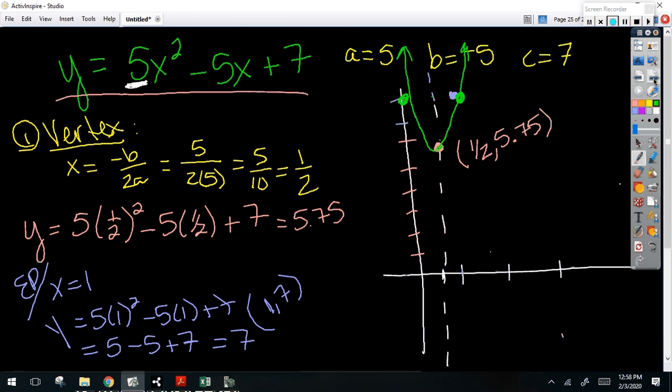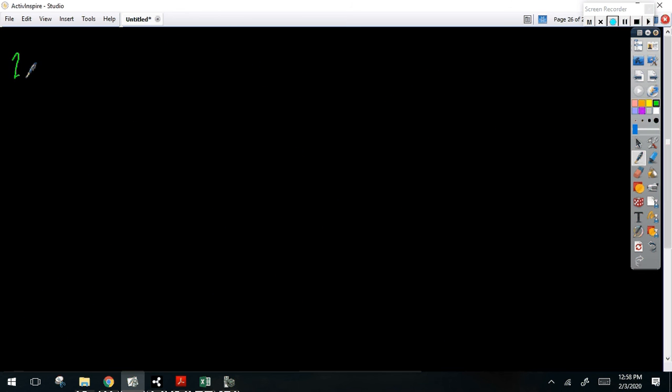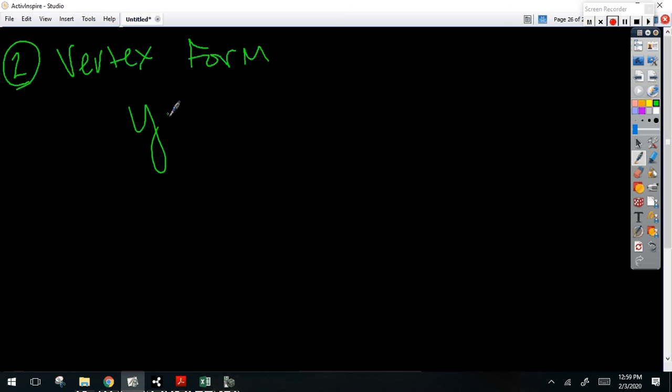The next form is Vertex Form. All of these forms have the same A that sits in front, and it still does the same thing. It tells you if it's up or down. It also tells you if it's skinny or wide. But this is called Vertex Form because it literally gives you the vertex in the formula.